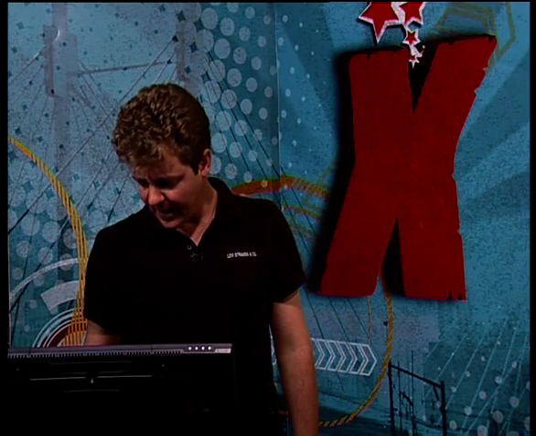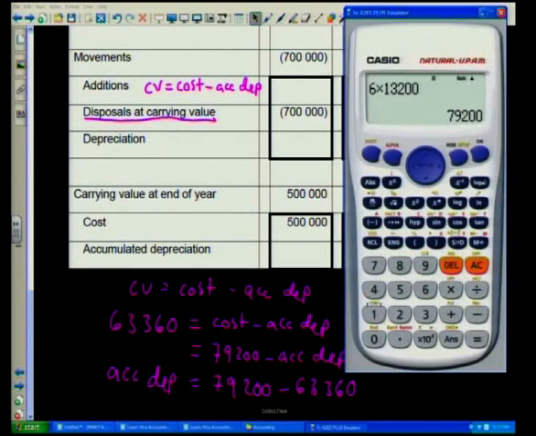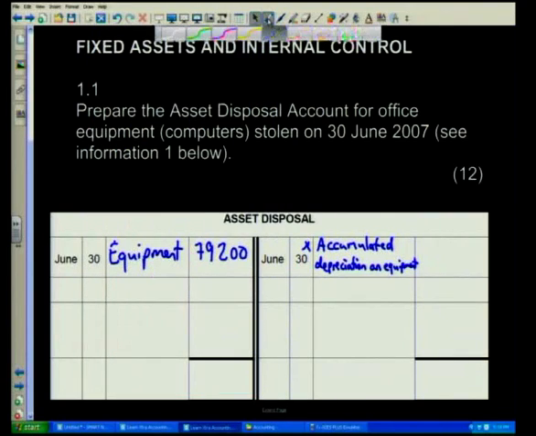Okay, so I've written now my accumulated depreciation on equipment on the credit side of the asset disposal account, and here is the calculation to work it out. I'm going to say 79,200, which is still in my calculator, and I'm going to subtract from that 63,360, and that will give me the accumulated depreciation on the date of the sale as 15,840. 15,840 was the answer, so I will put it in here. So we've completed the third step in our asset disposal.